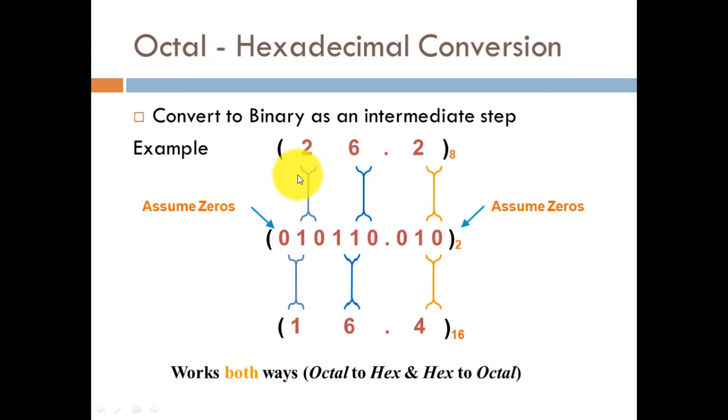So now in this particular slide, we are going to show how we convert the octal number system to the hexadecimal number system. So convert to binary as an intermediate step. What we could do is, initially, we need to write down its binary equivalent.